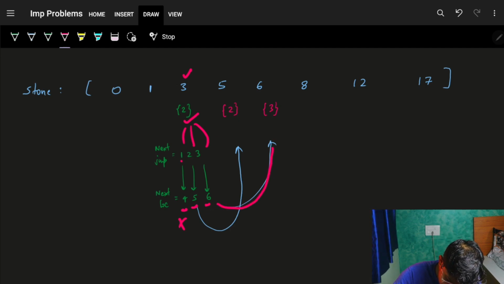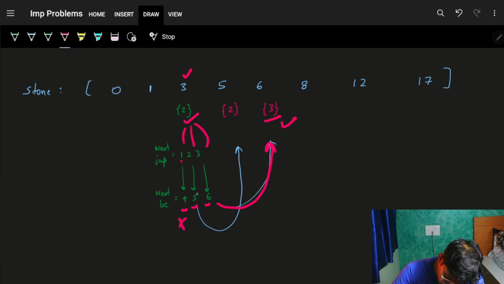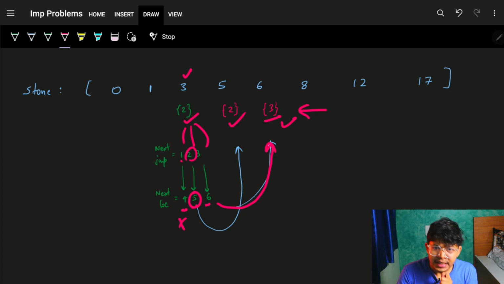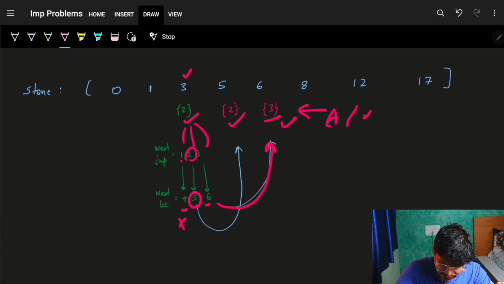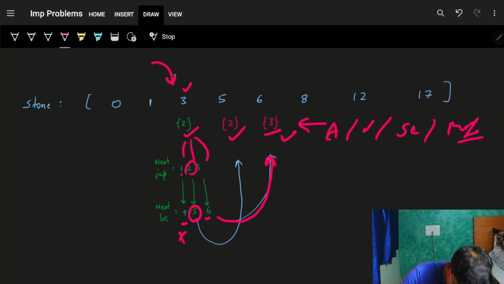But at 5 and 6, I have stones. Cool. For 6, I know the last jump it did was of size 3. Put it there, because I need the last jump for it. For 5, I also know the last jump was of size 2. Now, Aryan, in which data structure are you storing this? No worries, it can be an array, vector, hash set, map, anything. Let's imagine. But you know one thing for sure.